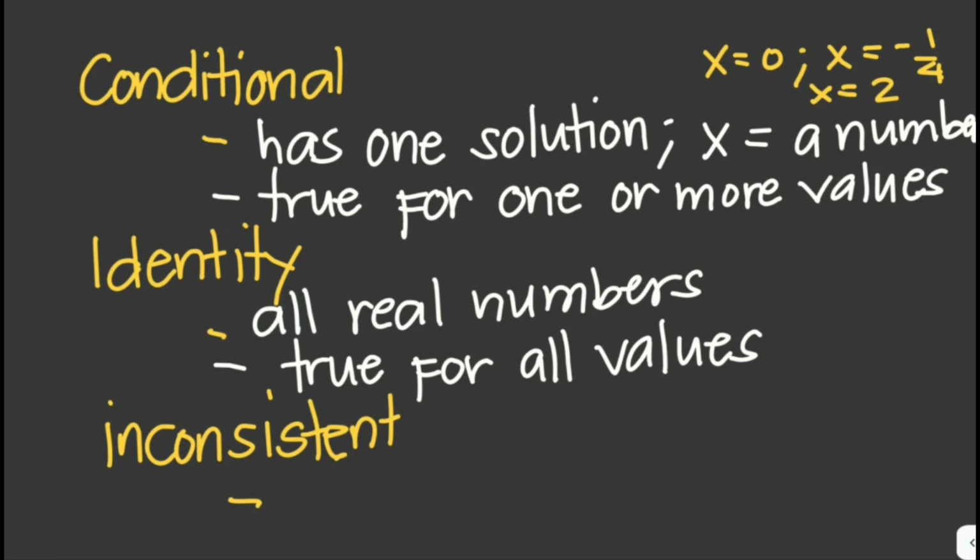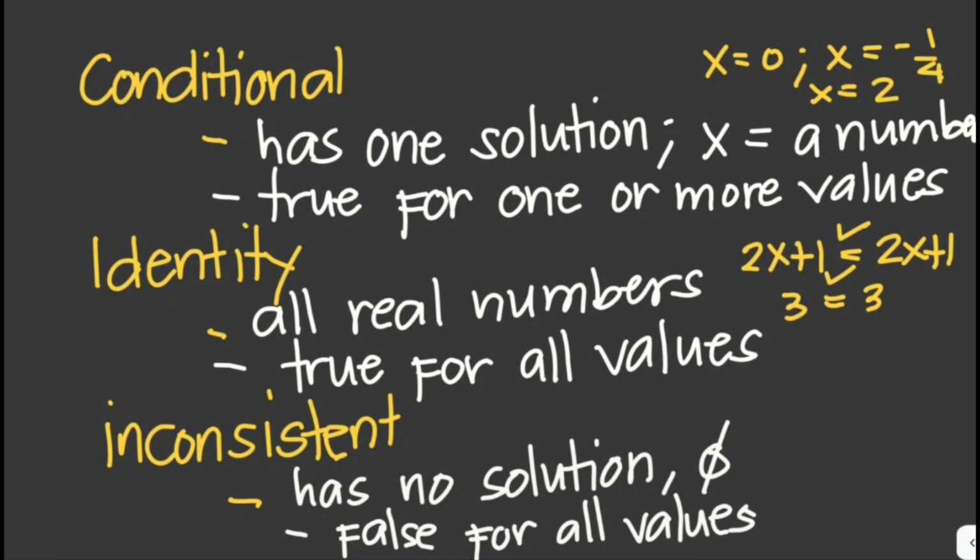How about when we solve an identity equation? Whenever we solve an identity equation, the result or the solution would be all real numbers, which is also true for all values. That means the expression or the number on the right is equivalent to the expression or the number on the left. Say for example, 2x plus 1 is equal to 2x plus 1, or 3 equals 3, which is true.